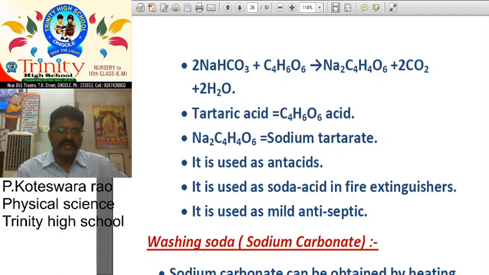Tetrahydroxy butane dioic acid. Okay? So C4H6O6 is the formula of tartaric acid. It is not there in our textbook, so take care.